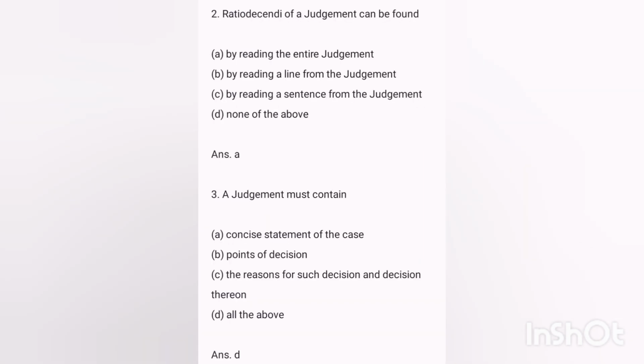Next, the rationality of the judgment can be found. Answer: by reading the entire judgment. Next, a judgment must contain. Answer: a concise statement of the case, the points for decision, the reason for such decision and the decision thereon. All of the above.